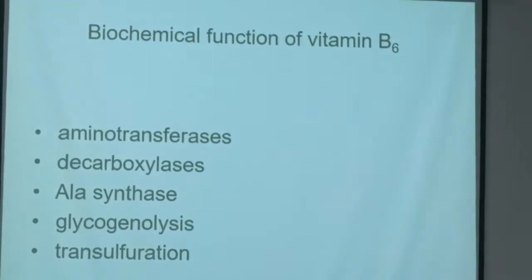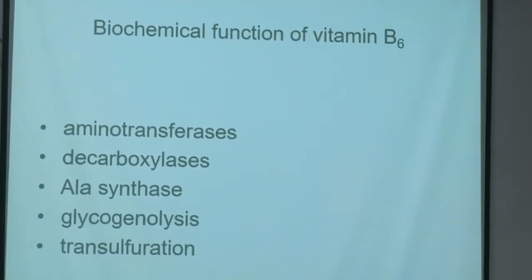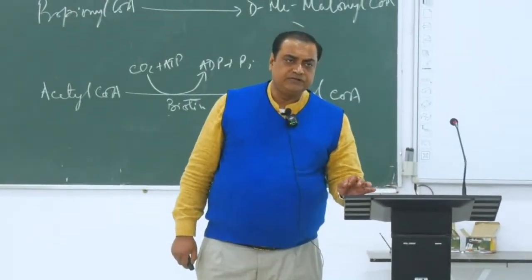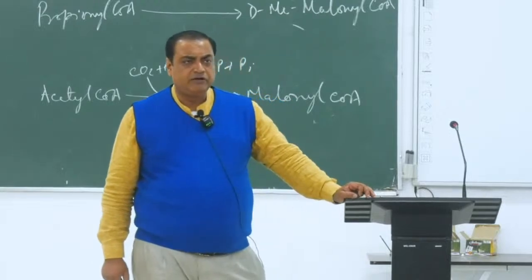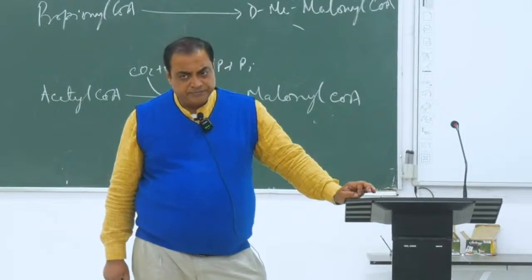Fine. Now let us come to the third reaction, ALA synthetase. Where do you find this ALA synthetase? The heme biosynthetic pathway. The heme biosynthetic pathway starts with ALA synthetase. So in PLP deficiency or vitamin B6 deficiency, heme synthesis will be affected.